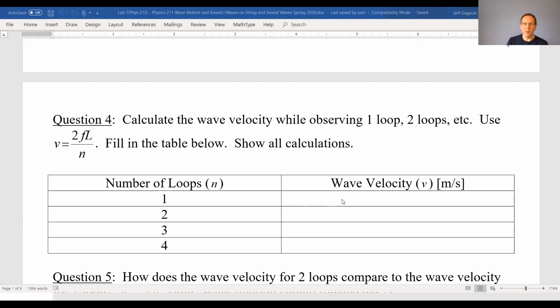So that will give you the wave velocity for each of these conditions when you're observing 1 loop, 2 loops, 3 loops, and 4 loops. And make sure, again, that you show me all those calculations.